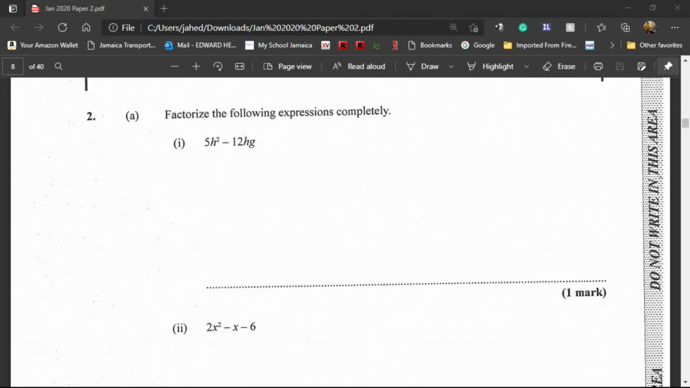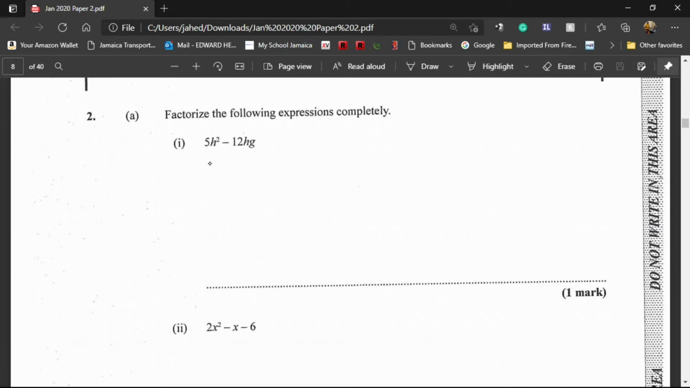Welcome back. Today we are going to look at the solution of January 2020 paper 2, question number 2. So we begin with 2a. Factorize the following expression completely.